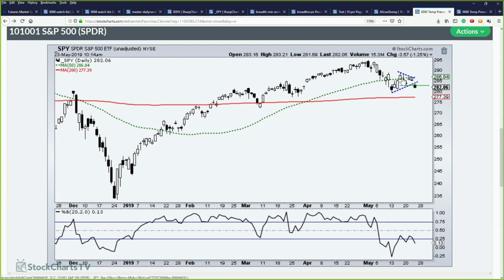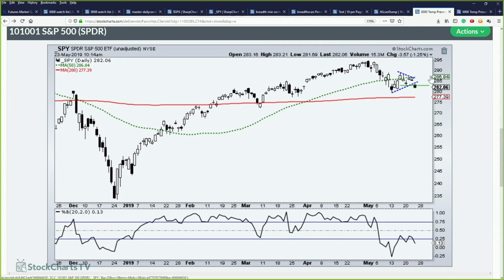Pennants typically measure the previous move and you add it on from somewhere in the pennant high area. So that would target maybe a move to around 275. And you can see the 200 days coming in right there around 277.39. But right now, this short term, this gap right here and pennant break are the dominant features. And you'd have to get above, say, this 50-day moving average at 287 to get the bulls back in good shape short term as far as the S&P 500 is concerned. This, of course, is SPY, which is the proxy for the S&P 500.